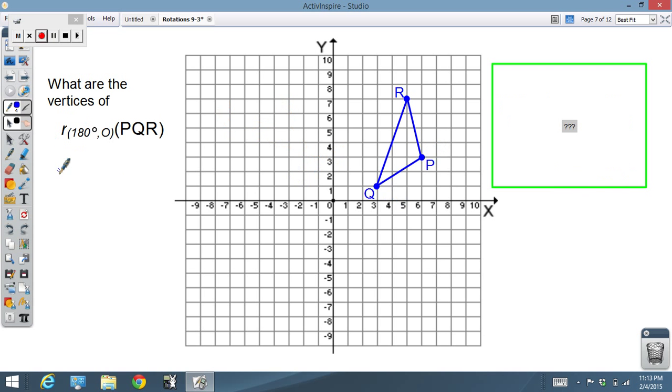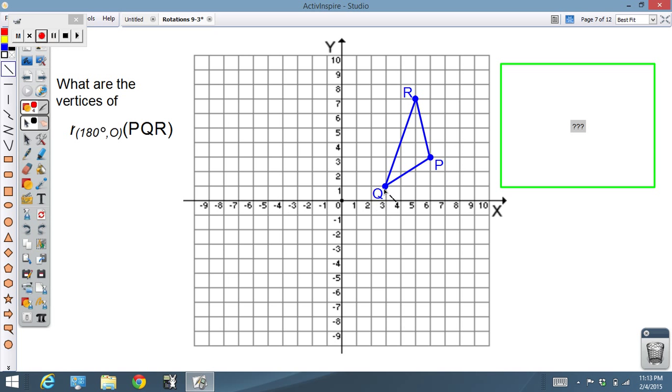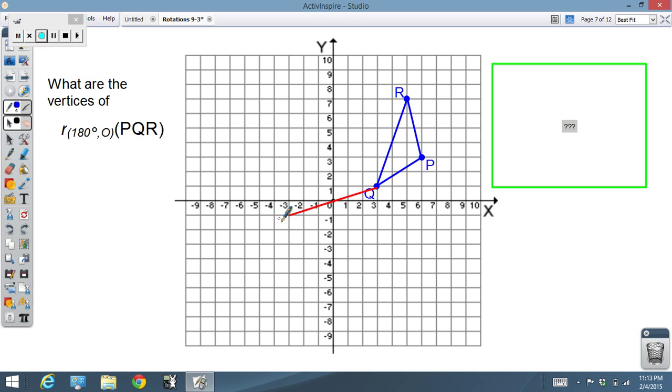Okay? Let's go on. 180 degree rotation. Okay, now we know we're going to make a line, make them red. Okay, that's going to go through the origin and basically cover the same distance, right? So I'm going to go from Q, once again through the origin, and now for 180 degrees, I know I'm just going to keep on going the same distance. This went down 1 over 3, so here I'm going to go down 1 over 3, and I have Q prime.